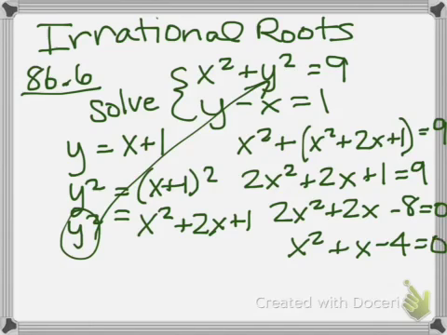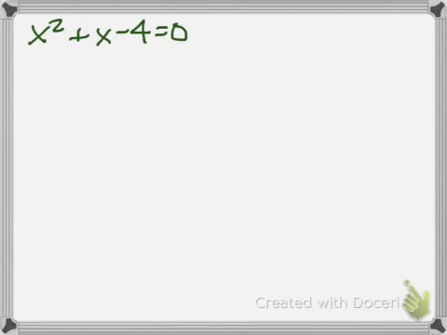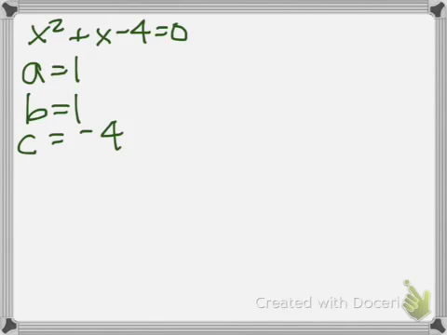And then we try to factor. What multiplies to give you -4 and adds to give you a +1? Well, that is not going to work. Nothing works. It's not factorable. So what do you do? How do you solve a quadratic equation when it's not factorable? You have to go to the quadratic formula. So we write out our equation, and now we'll identify A is 1, B is 1, and C is -4. So remember A, B, and C.